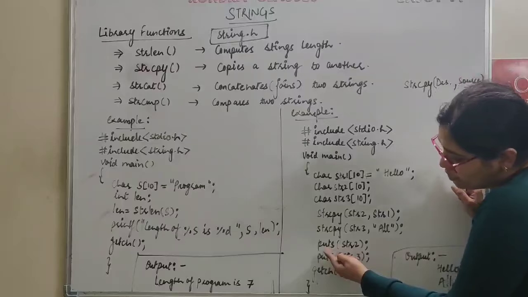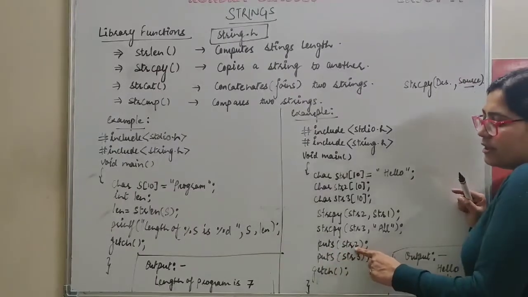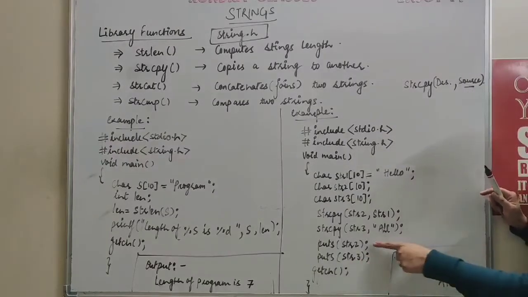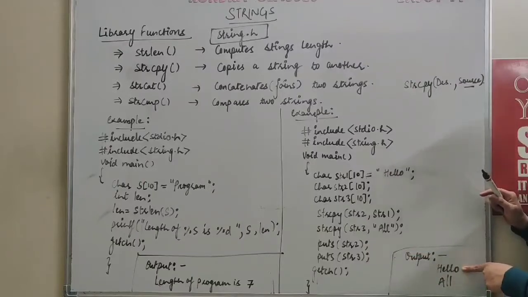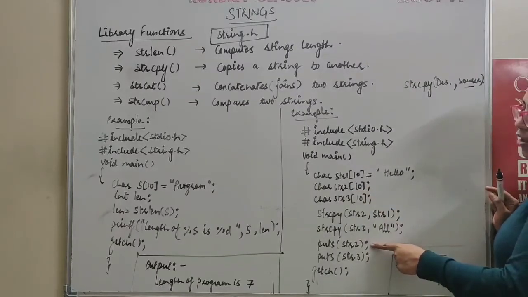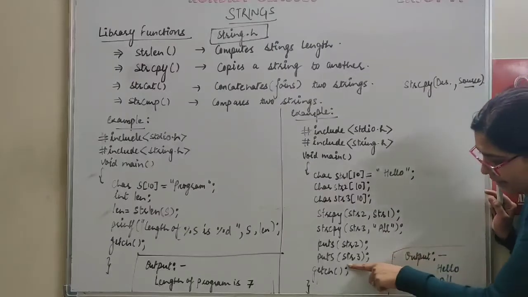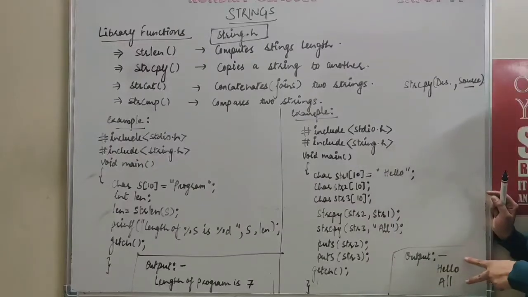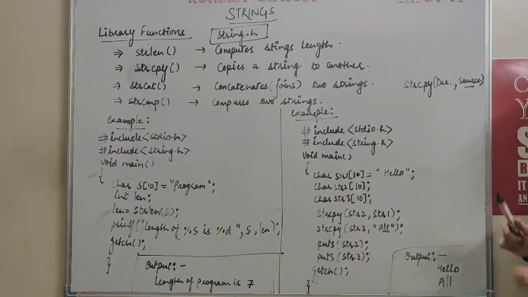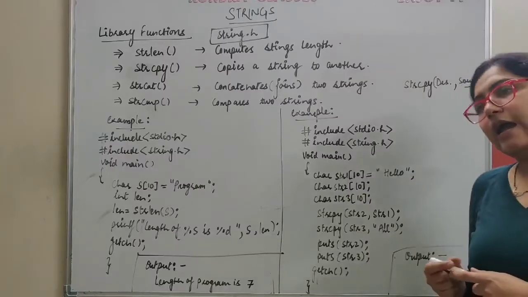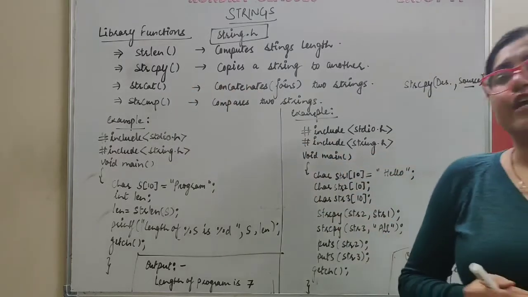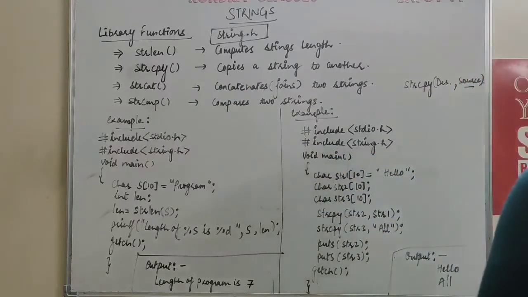Then I've used the puts function 2 times to print string 2 as well as string 3. So the output of this program will be: the first puts function will print hello because str2 has been copied with the string hello, and then puts with str3 will print all. So the output of the program will be hello, enter, all, because the puts function automatically adds the newline character to it. Now we are going to discuss string concatenation and string compare functions of the string.h header file and how to use them.